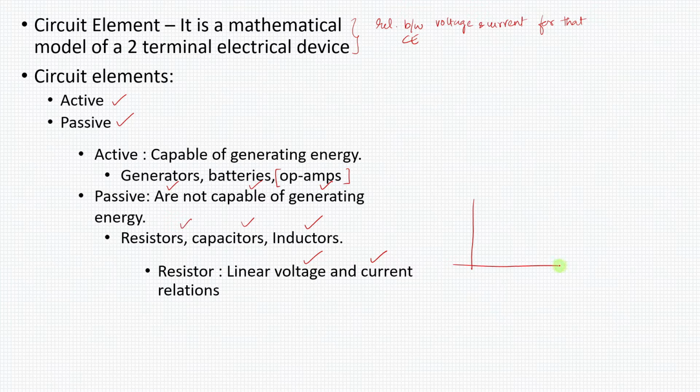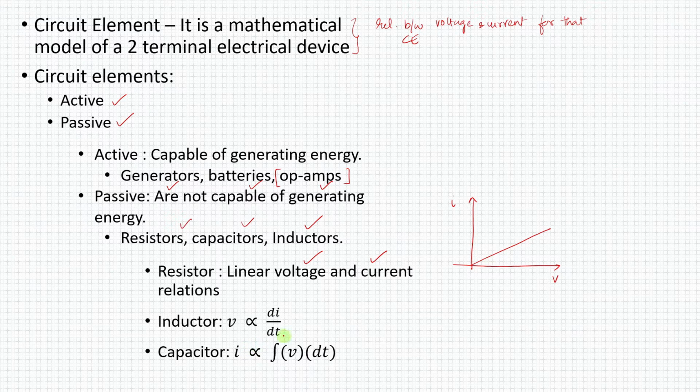So in case of a linear relationship, what does that mean? For example, you have voltage here and current here. The linear relation looks like this. The graph will pass through zero and it will be a straight line. In an inductor, the voltage and current are related by this particular relation. The voltage is proportional to the time derivative of current. And in a capacitor, the current is a function of the integral of the voltage. So any device which has this particular relationship, we call it an inductor. Any device which has this particular relationship, we call it a capacitor.